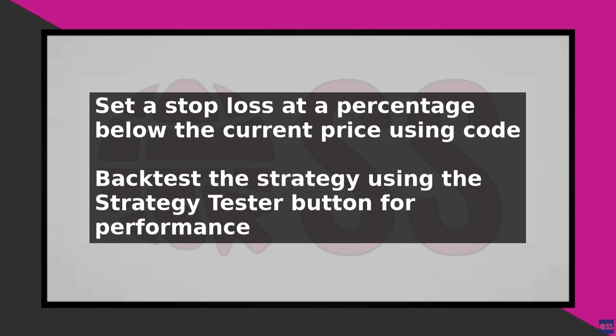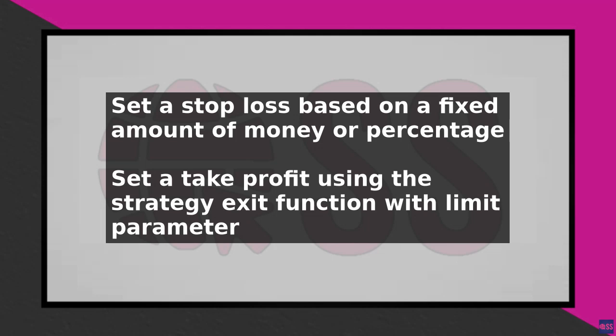In addition to setting a stop loss, you can also set a take profit, which is an order that automatically closes a trade when it reaches a certain profit level. To set a take profit, you can use the strategy exit function with the limit parameter. For example, if you want to set a take profit at 10% above the current price, you can use the following code. strategy.exit(id = "take profit", limit = strategy.position_avg_price * 1.10). This code will set a take profit at 10% above the average entry price of your trade.